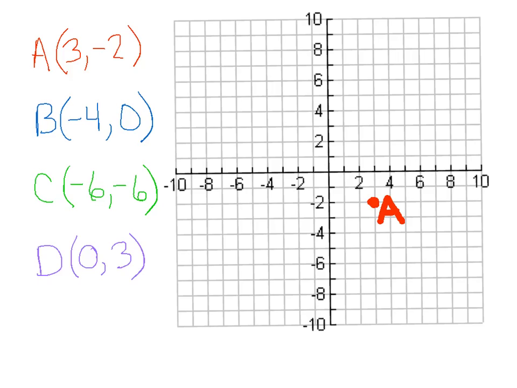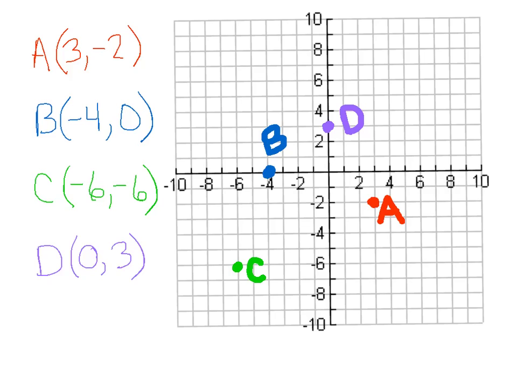The location of B is -4, 0. So I'm going to start here at the origin. -4 tells me I go to the left to -4. And then the 0 tells me that I do not move up or down the y-axis. So my point goes right there where the -4 is. I'm going to label that point B. Okay, before I move on, pause your video, and then with your finger, see if you can find the location of C, which is -6, -6, and the location of D, which is 0, 3.